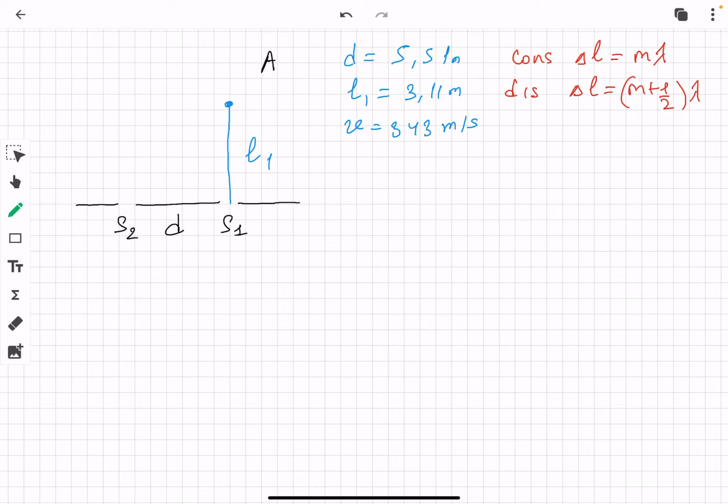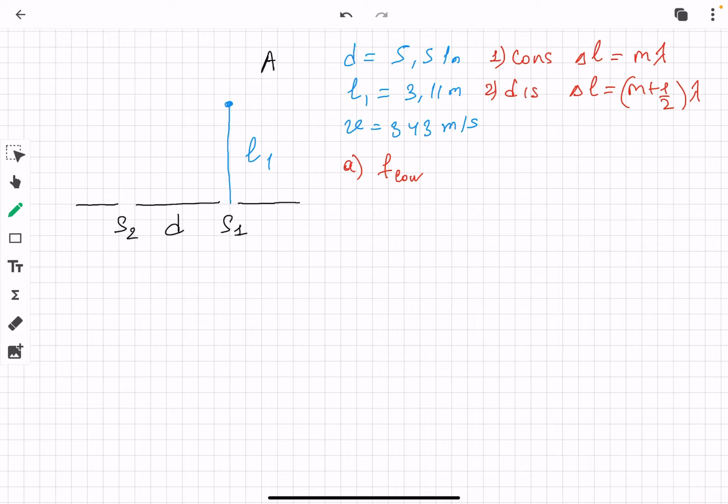In the first question, it asks what is the lowest frequency, in part A, for which there's a maximum signal at A. So maximum signal at A is due to constructive interference, so we're going to use the first equation.